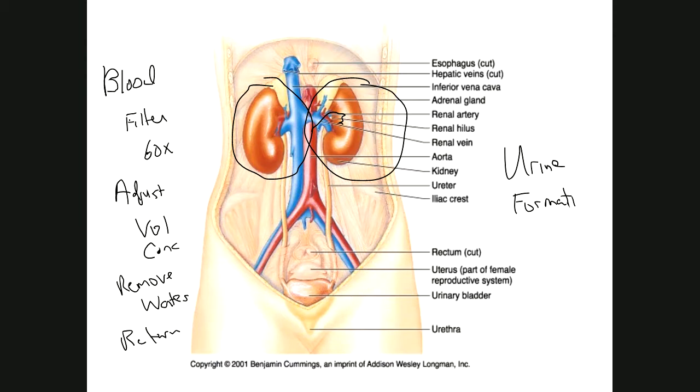Filter, take out the things we want to take out, put things we want to put back in, and make urine. And then the urine is going to travel down these tubes, and it's going to get stored in the bladder. And so this is basically just a storage organ. And then when it's full, we're going to feel a need to evacuate the bladder if it's an appropriate time, and allow urine to flow to the outside. So that's kind of what it's all about.